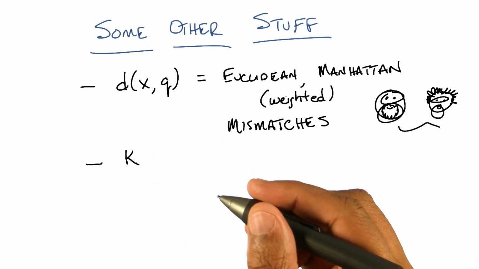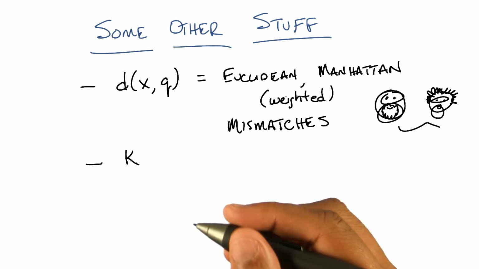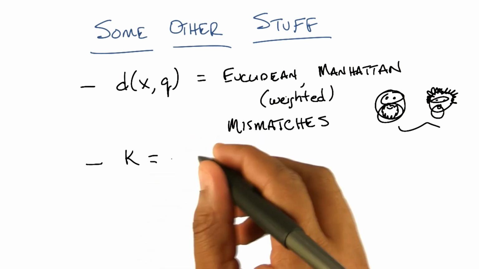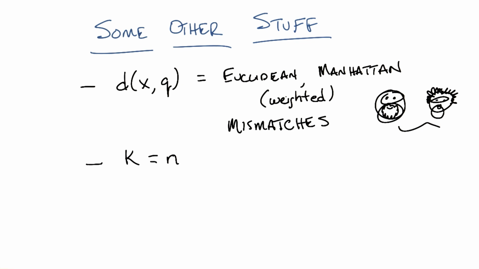Well, there's no good way to pick K. You just have to know something about it. But I want to think about a particular case. What if we end up in a world where K equals N? Well, that would be silly. Why would it be silly?